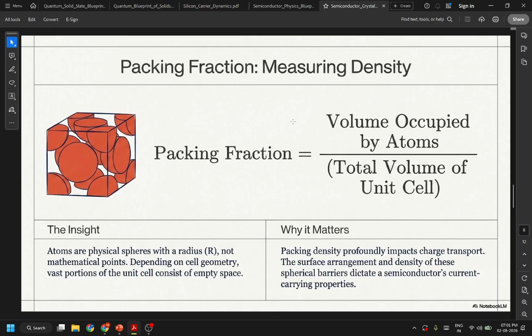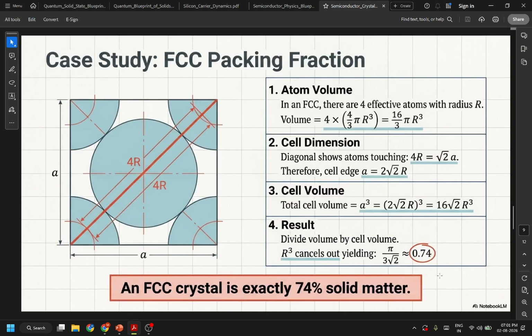So now we come to packing fraction, which measures the density inside a unit cell. Packing fraction is the volume occupied by atoms divided by the total volume of the unit cell. Atoms are physical spheres with a radius r, not mathematical points. Depending on the cell geometry, vast portions of the unit cell can be empty. So packing density profoundly impacts carrier transport. The surface arrangement and density of these spherical barriers dictate a semiconductor's current carrying properties.